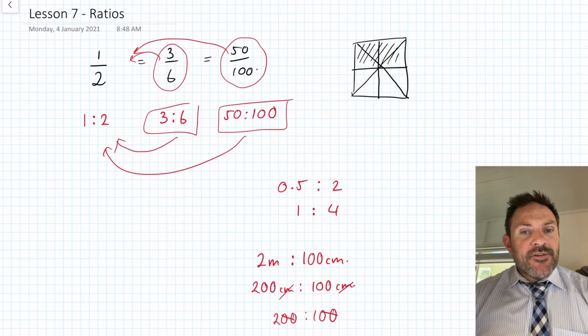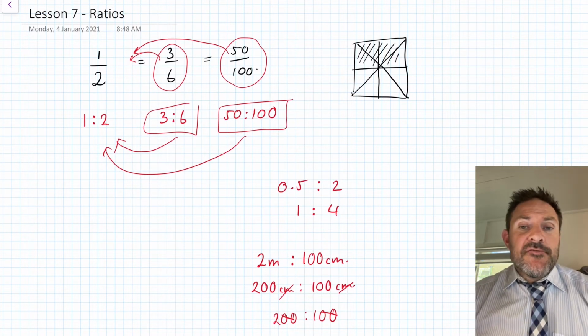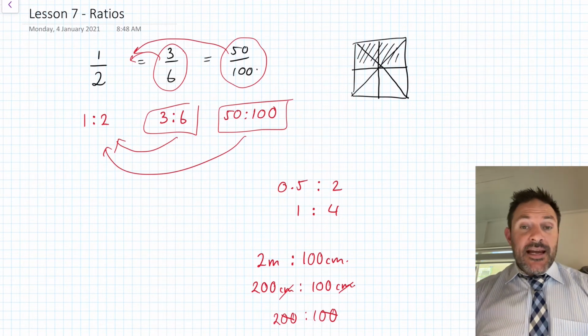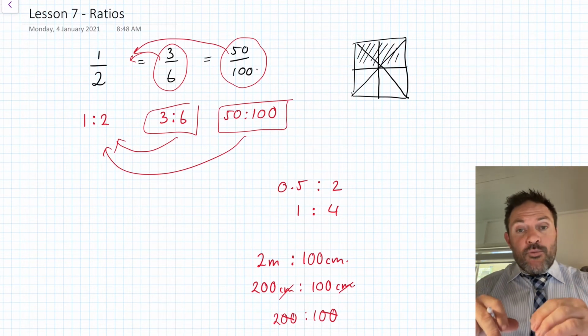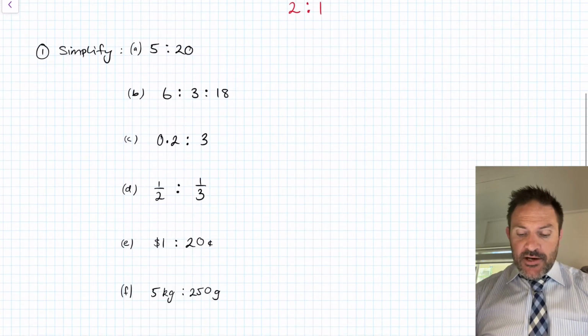So again, hopefully this is bringing up those memories of ratios in years 6, 7, and 8. The other thing we often like to do is divide things into a given ratio, and we'll look at an example when we get to that. So again, a very brief introduction of what a ratio is and what are some things that we can do with them. So let's go into some questions.